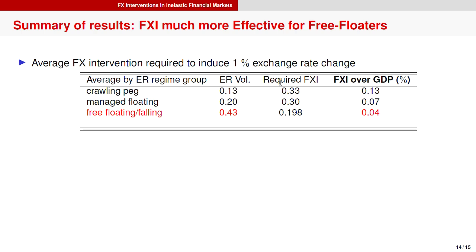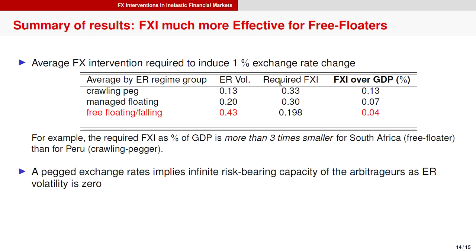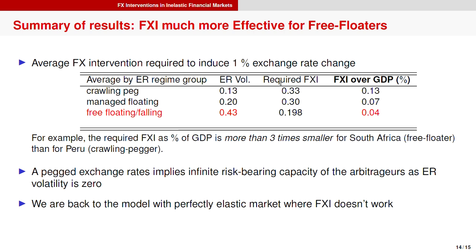So we have some numbers we find. We find that the elasticity of the exchange rate markets really impacts the effectiveness of interventions. For example, floaters are much more effective at moving exchange rates. South Africa, a free floater, is 3 times more effective at moving exchange rates than Peru, with a crawling peg. The logic of the model is that the more floating you are, the further you depart from the trilemma. And if you are exactly pegged, your exchange rate volatility is 0, you're back to the trilemma constraint of the Mundell-Fleming framework, where intervention does not work at all, and that's when the financial market is elastic.